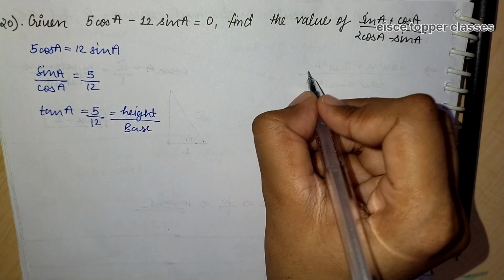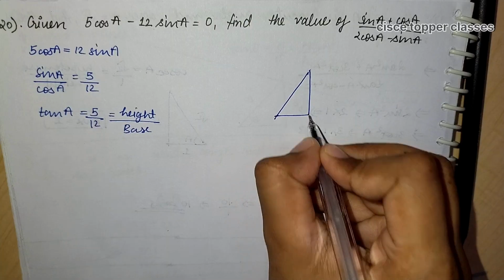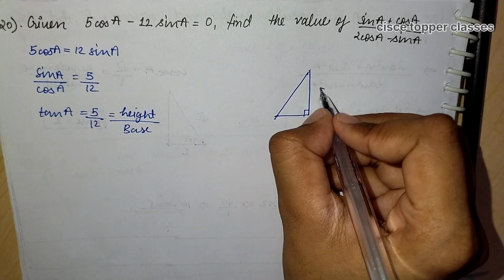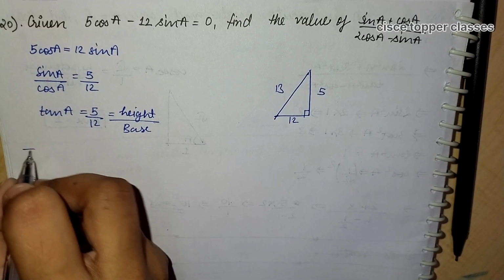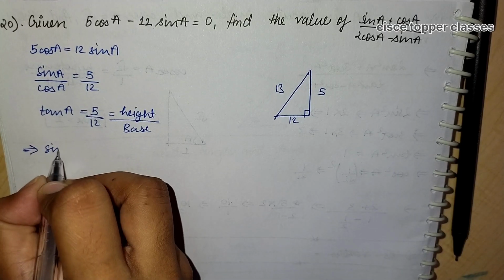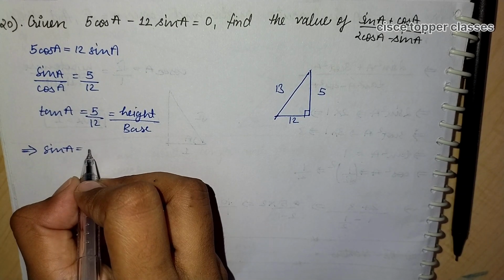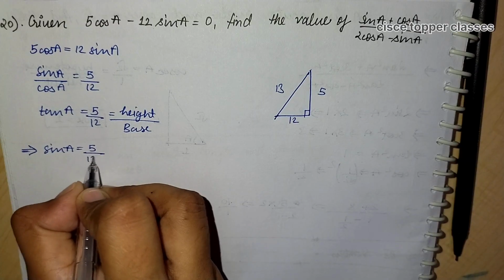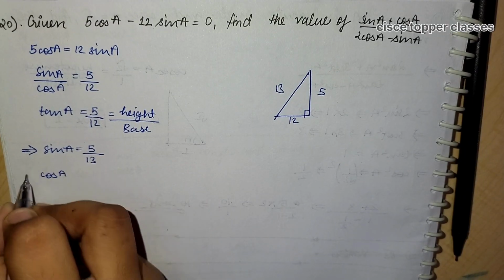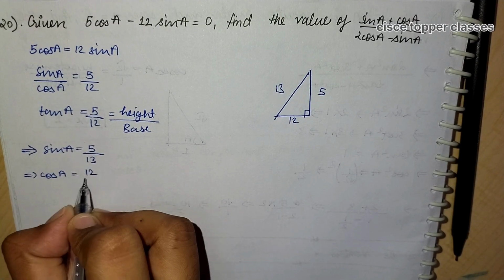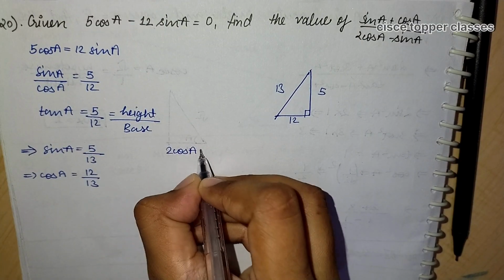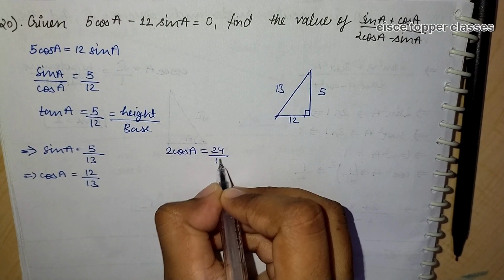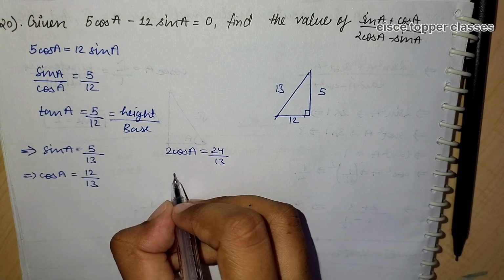Let us draw this triangle here like this. This is the triangle here, a right angle triangle where height is 5 and base is 12, means hypotenuse will be 13 by Pythagoras theorem. And if you want to find the value of sin A, this will be 5 by 13. Cos A will be 12 by 13 and 2 cos A if you want to write this will be 24 by 13 and sin A again this will be 5 by 13.